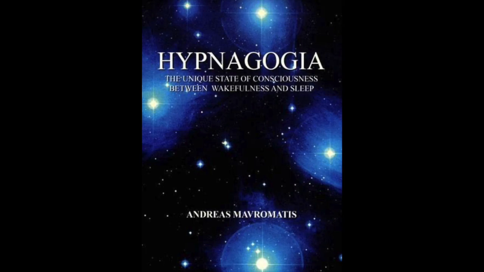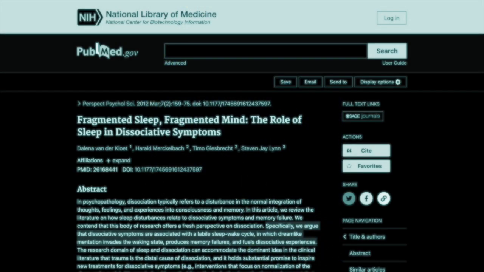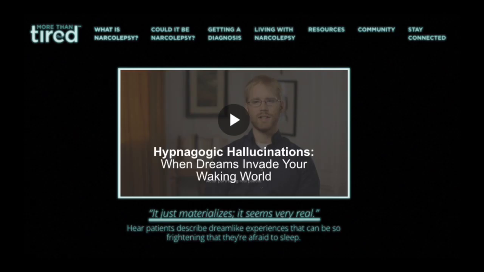This sleep phenomenon appears to be fundamental to dissociation. As Delena von Hoyten and other researchers note in a paper called Fragmented Sleep, Fragmented Mind, "dissociative symptoms are associated with a labile sleep-wake cycle in which dreamlike mentation invades the waking state, produces memory failures, and fuels dissociative experiences," end quote.